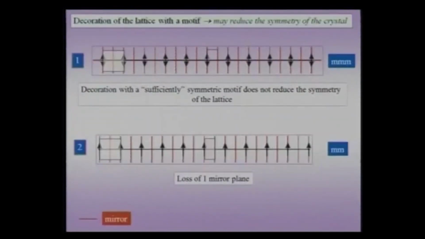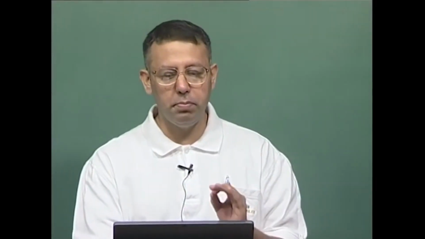And let us try to decorate this lattice with some kind of a motif and see what happens to the crystal we are generating. Each one of these examples in this slide and the coming slides are crystals which have been generated using the lattice. Of course, we will not focus on every one of these examples, but I will take a few of these which are shown in the slides to illustrate the important point.